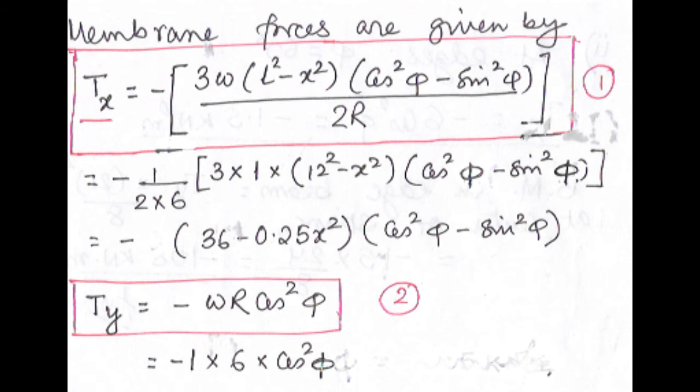Then within bracket cos square phi minus sin square phi. Keep this expression like this; we keep x and phi as they are. So the final expression we get is [36 minus 0.25 x square] [cos square phi minus sin square phi]. Now for Ty, the membrane force along the y-axis is given as minus WR cos square phi. W is 1, R is 6, so minus 6 cos square phi.